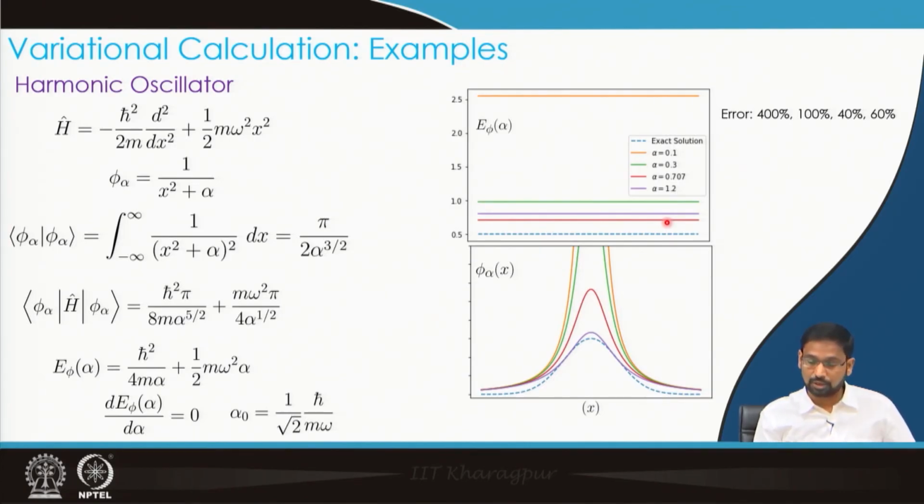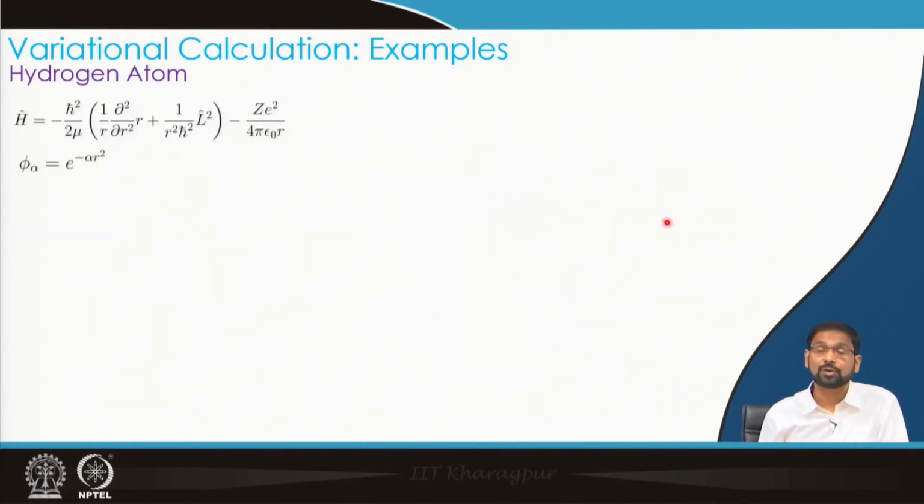All right. So, we now look at yet another example. This example is for the hydrogen atom. Again, the hydrogen atom is a problem whose exact solution we know. Here I am writing down the Hamiltonian of the hydrogen atom. I have the kinetic energy operator and the potential energy operator, and I am making a Gauss function as e to the power minus alpha r square. So, this is a Gaussian function.